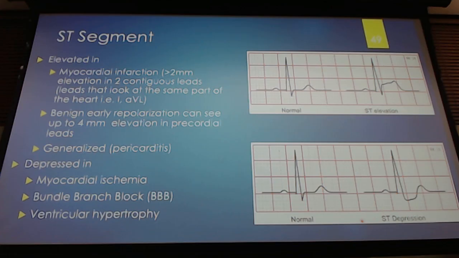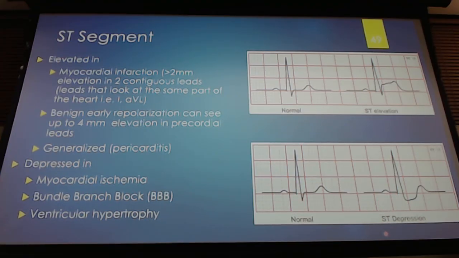So elevated in myocardial infarction, that's greater than 2 millimeters in those 2 contiguous leads. Okay? We can also see elevation in benign early repolarization. Dr. DeBoer will talk to you guys a little bit more about benign early repolarization. That's going to be seen typically in very young, healthy people, very thin. And so when we're doing ECGs on them, the electrodes are really close to the heart, and we have this reverberation, and so you can have that increase in your ST segment.